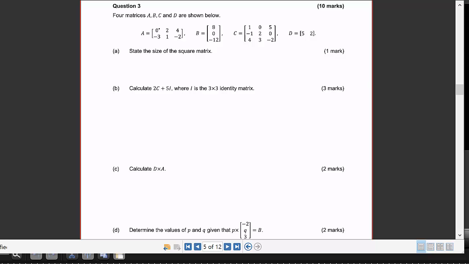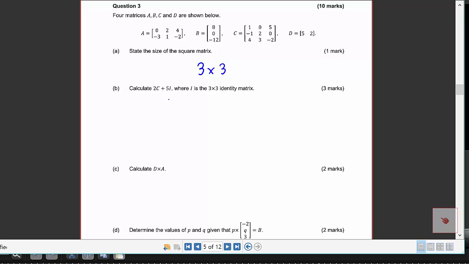Four matrices A, B, C, and D are shown below. State the size of the square matrix. The square matrix is the one that has the same number of rows and columns. So that's this one here. And there's 3 rows and 3 columns. So that means it's a 3 by 3 matrix.